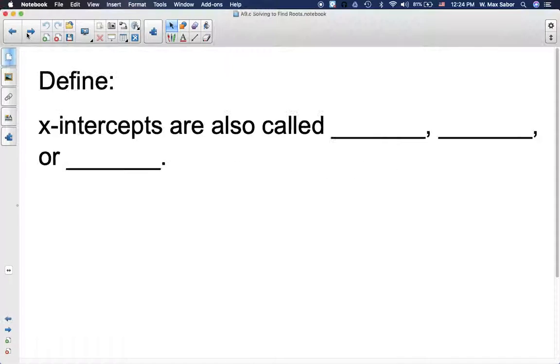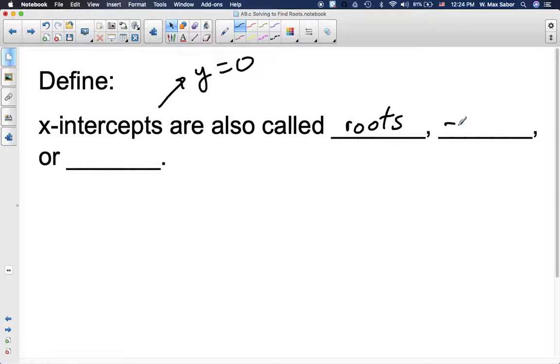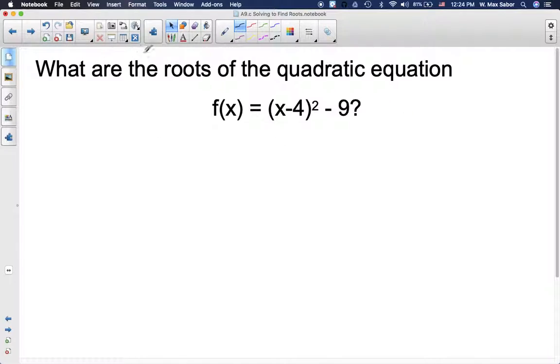Solving to find roots. So x-intercepts are when y equals 0, and they have three other names in the quadratics unit. They are called roots, zeros, or solutions. You can use these four words interchangeably when talking about quadratic functions. So whenever you see any of these phrases, you should be thinking, oh, y equals 0.